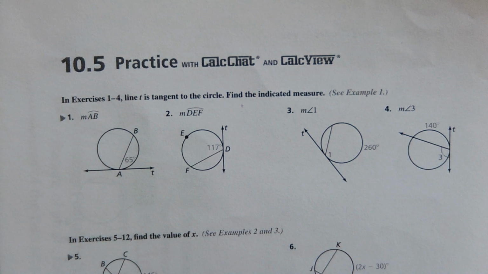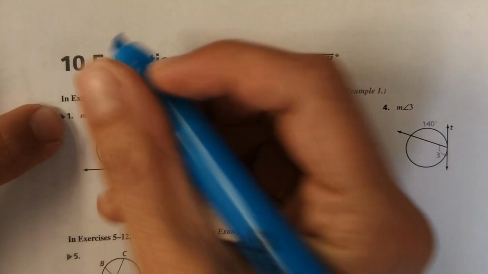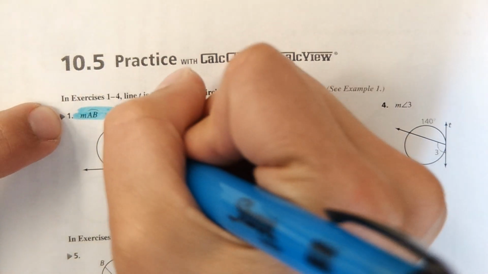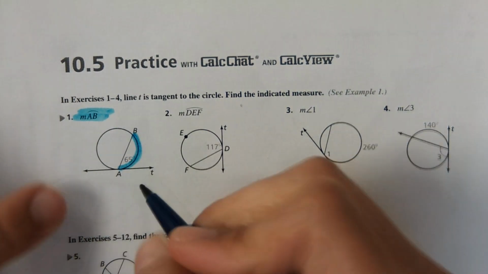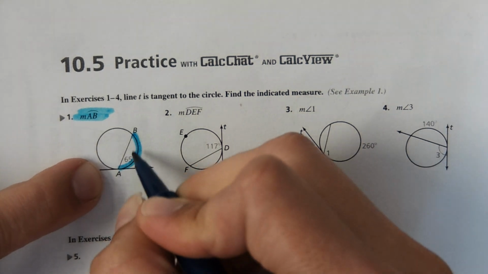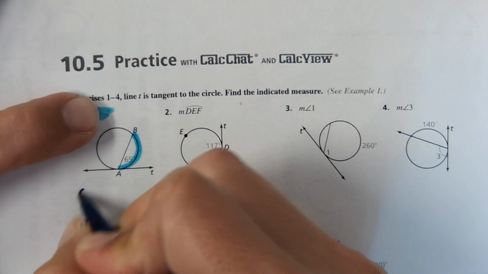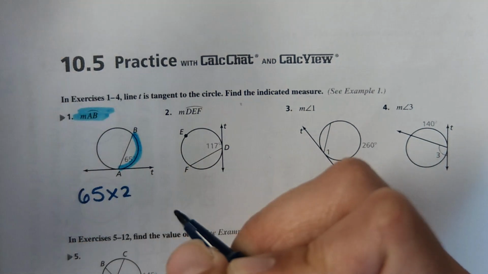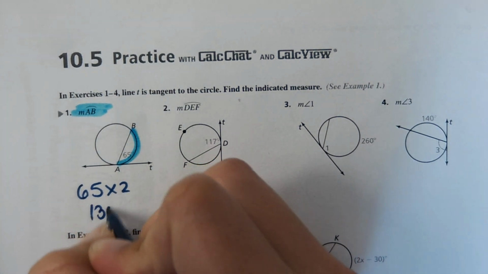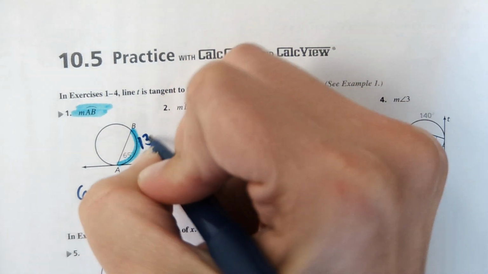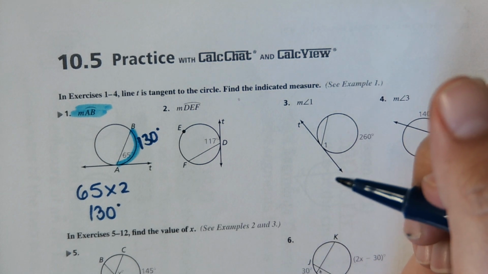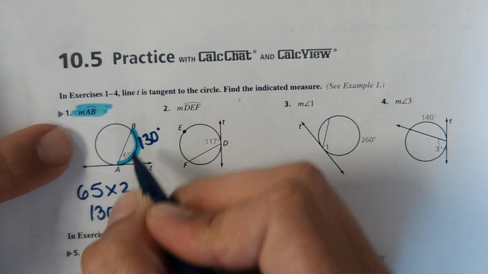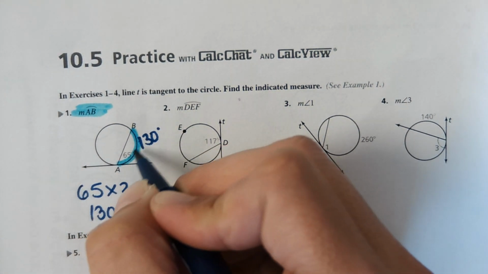So starting here with the first theorem that we saw, it wants the measure of arc AB. So I just trace that so I know what I'm solving for. It shows that this angle is 65 degrees and this arc is going to be double that. So we just do 65 times 2 and that comes out to 130 degrees. So this arc is 130 degrees. So when you have a tangent line and a chord like this angle, double it to get the arc.